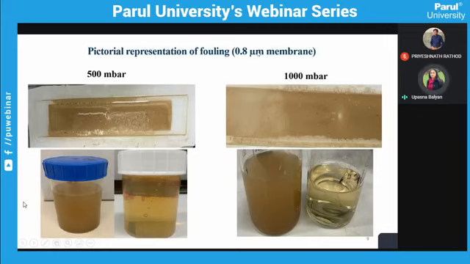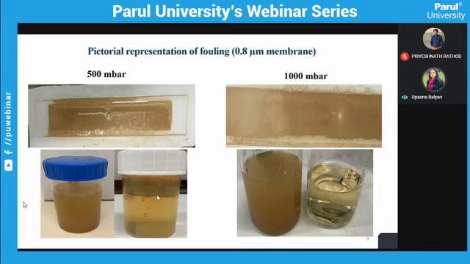This is a delicate membrane made of cellulose acetate. These are the pictures after the experiments, after 8 hours. There's a thick layer you can easily see in these pictures, and the permeate is clearer at high pressure. One is your feed which you injected into the membrane, another is your permeate. When you are talking about the membranes, there are two parts.